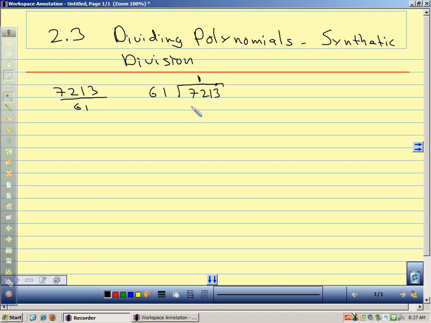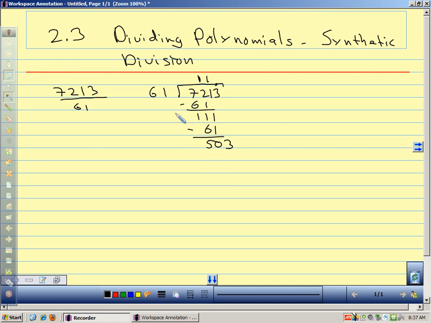And then we multiply. 61 times 1 is 61. And then we subtract. So 72 minus 61 is 11. And then we bring down the 1. And we do the same thing again. How many times does 6 go into 11? It goes in 1 time. And then we multiply. 61 times 1 is 61. And then we subtract. 111 minus 61 is 50. And we bring down 3.